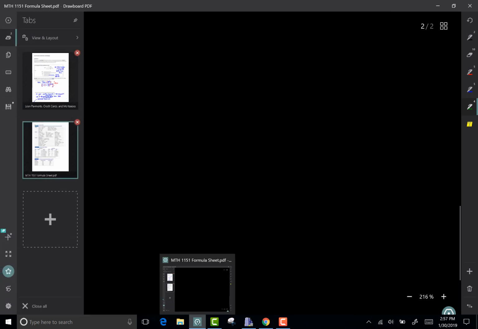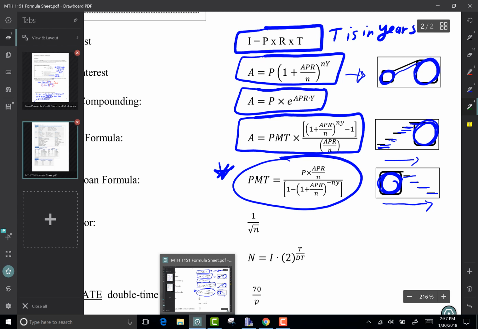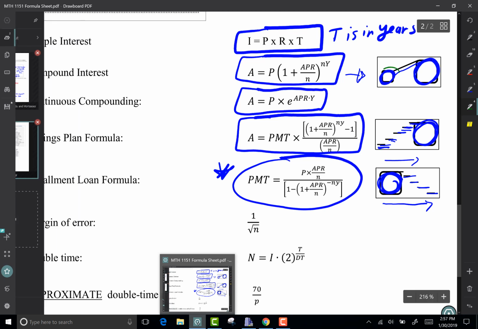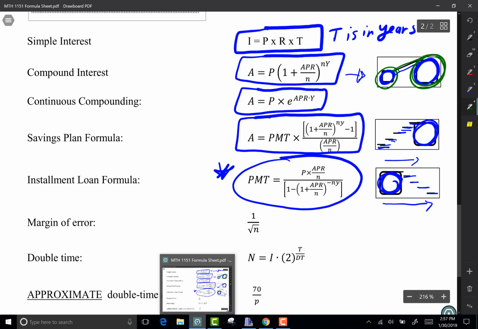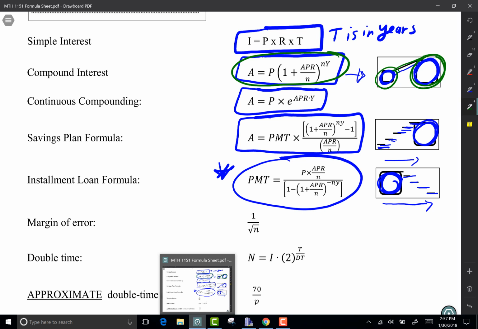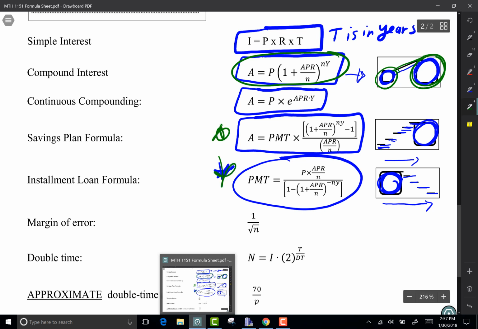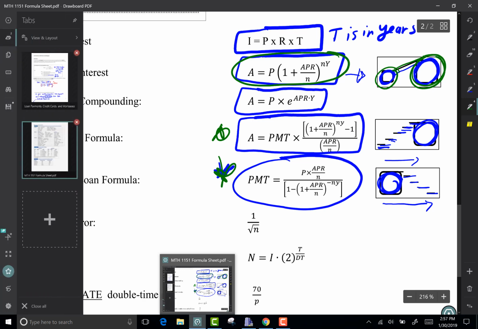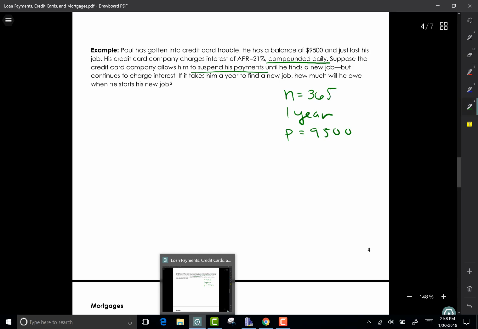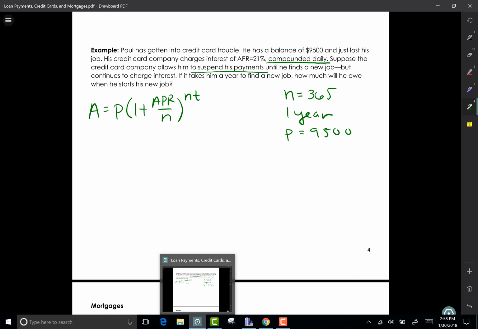let me open up our formula sheet. If we look back, if we have one lump sum of money that grows to a bigger lump sum of money that he's going to owe, that's going to be this formula here, right? Our compound interest formula, because he's not making payments. These are the formulas here that you use if you're making payments. So we're using this formula here, the compound interest formula, because he's not making payments. It's just one lump sum of money that's just sitting there and growing for a year.